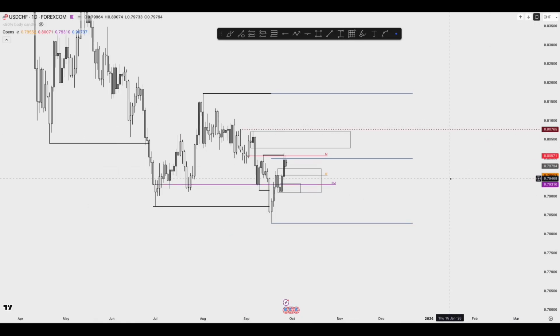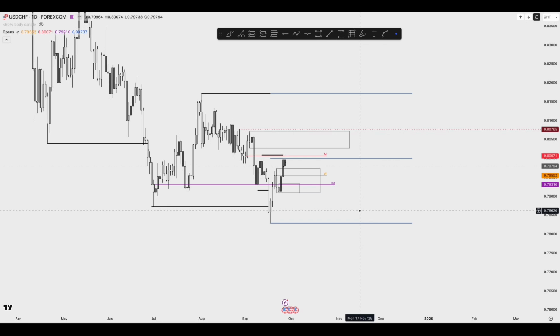Today I will discuss some pairs I will have a look at for next week, which I find interesting fundamentally and technically. And yes, let's get started with the first one, with the US dollar versus the Swiss franc.